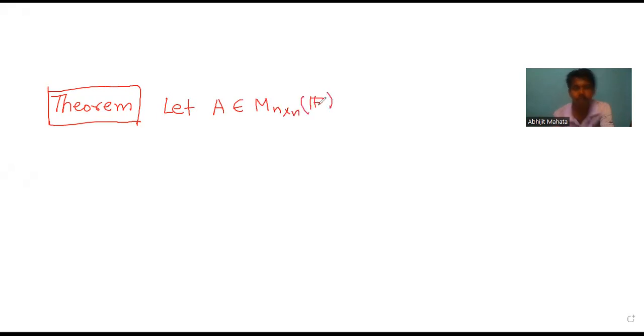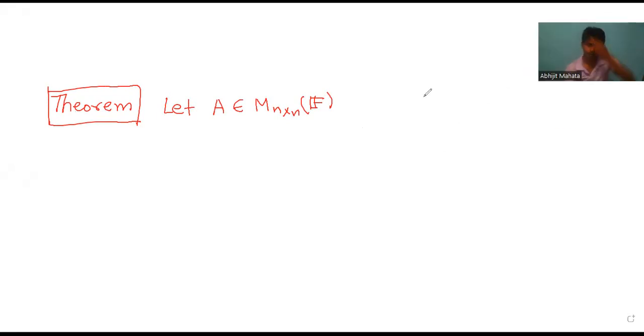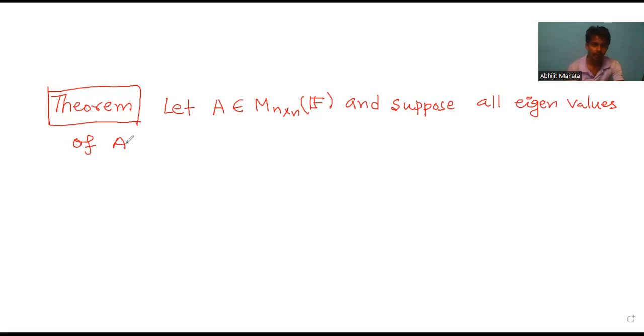So we have an n cross n square matrix over the field F, and also we are assuming that, suppose all eigenvalues, it's very important that all eigenvalues of A are in F.